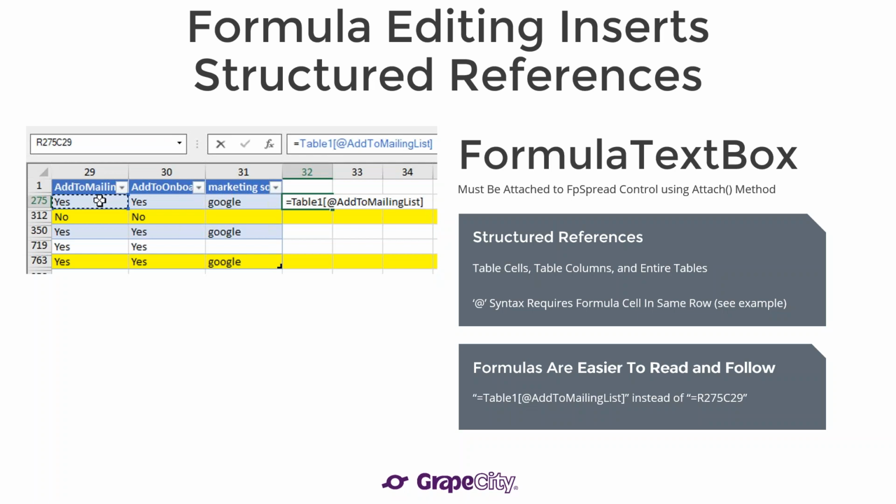This feature makes formulas easier to read by using the table column names instead of normal cell references. For example, equal Table1[@[Add to mailing list]]. That's a lot more readable than equal R275C29.